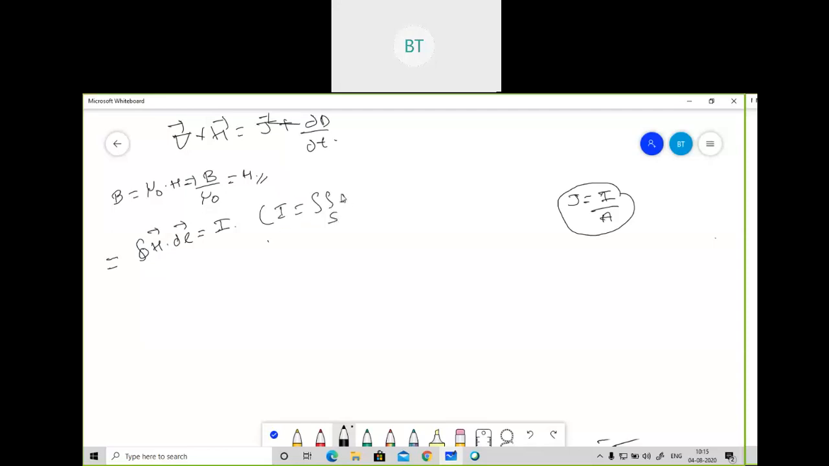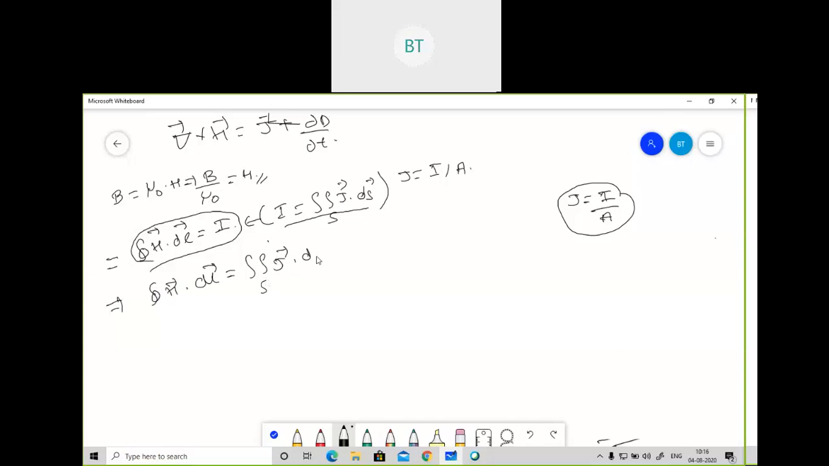And the I, we are already knowing from the previous session, and we know that J is equal to I by A. We are already aware of the fact. So I just need to substitute the value of I here, and I will apply the Stokes theorem here. After substituting the value, what I will get here is H dot dl is equal to J dot ds.